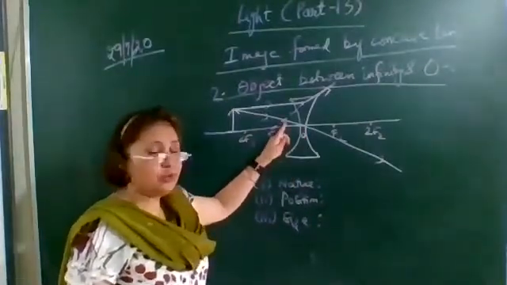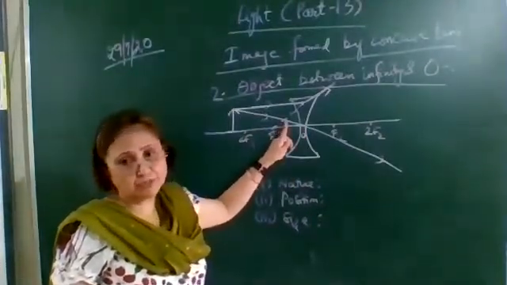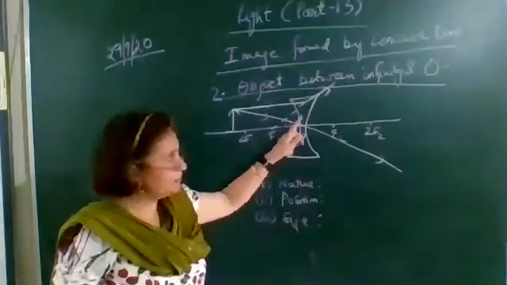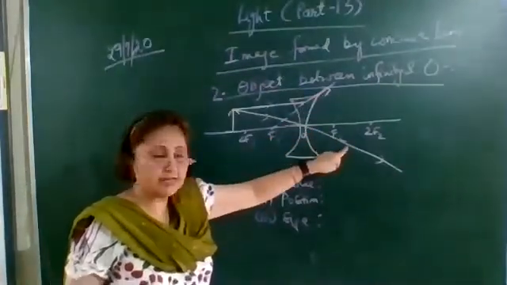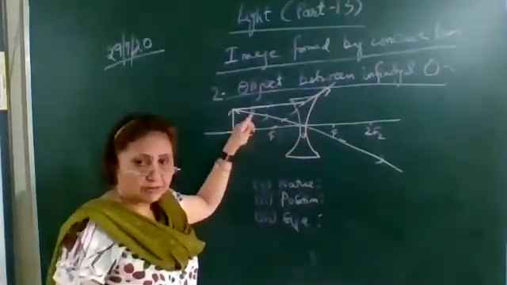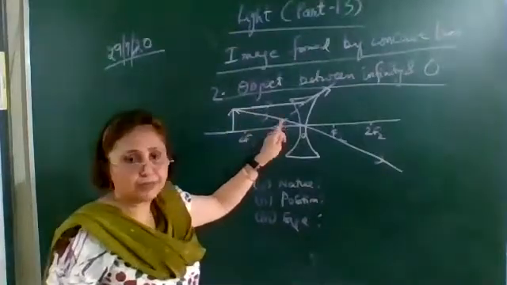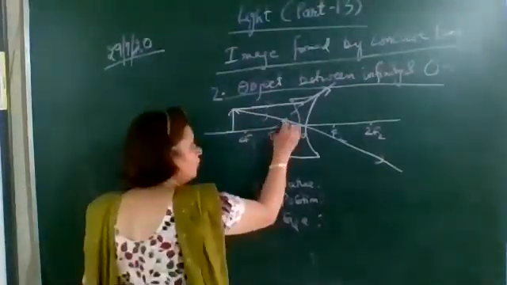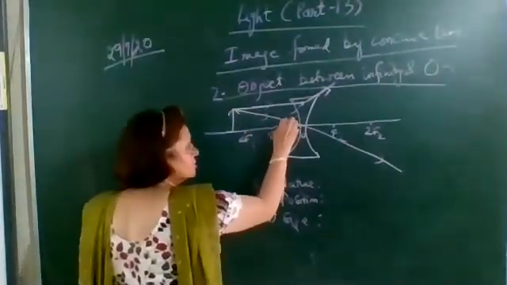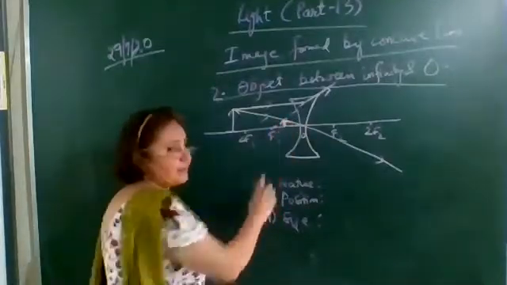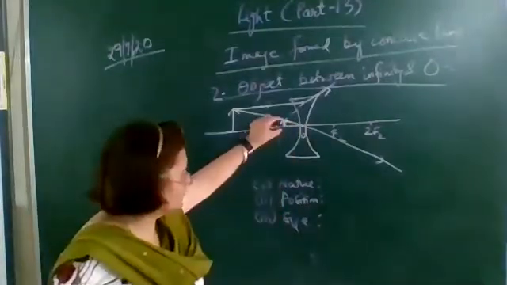Okay, so the two refracted rays are appearing to meet at this point. They are not actually meeting. These are the two actual refracted rays. Backwards when extended, they appear to meet. So the image is formed here. So this is the image. Wherever the refracted rays are appearing to meet, this is the image.